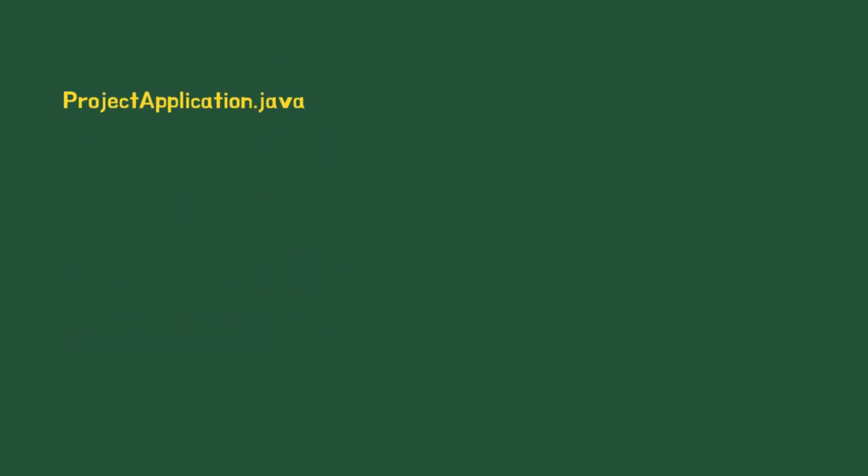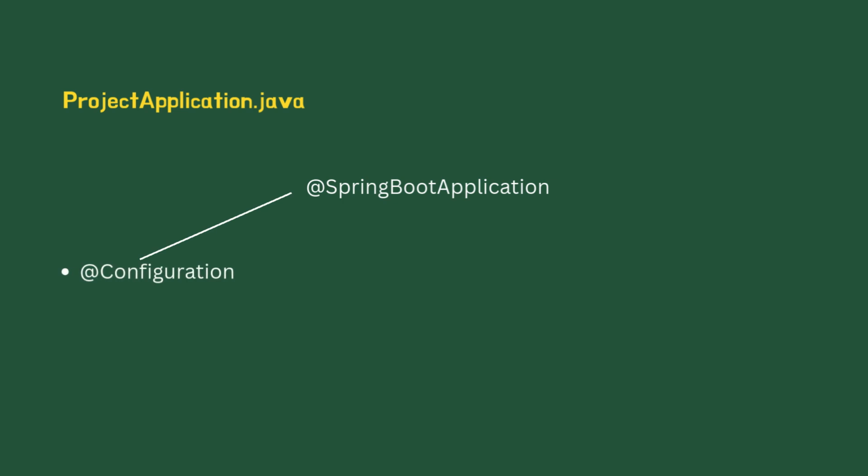At the top level, we have ProjectApplication.java. We are given a Java class named ProjectApplication.java, annotated with @SpringBootApplication. The @SpringBootApplication annotation is a convenience annotation that combines three annotations. @Configuration indicates that the class has bean definitions. That is, it's a source of Spring Beans.